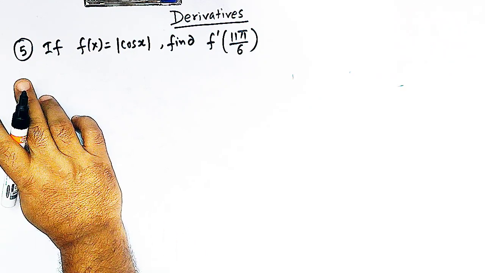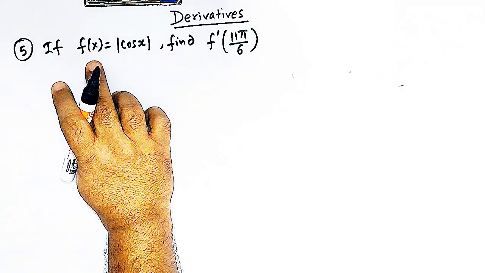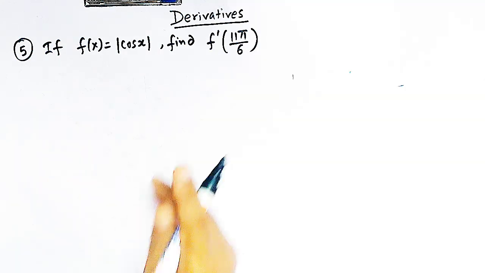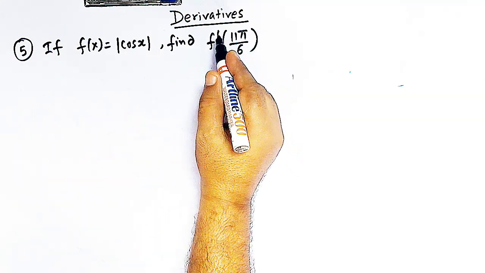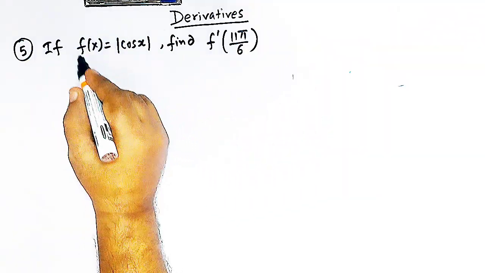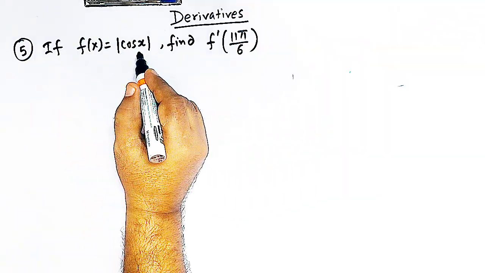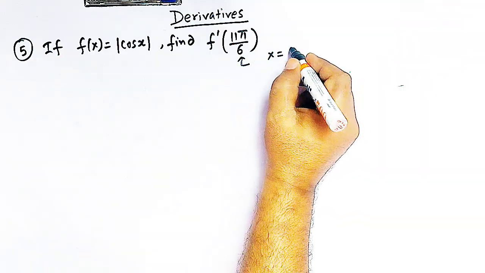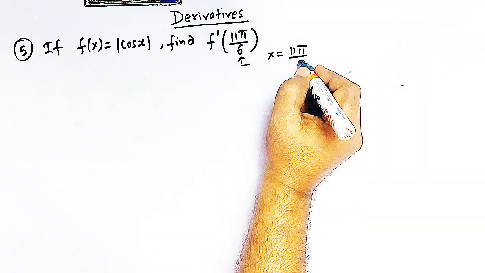So now consider this problem. Here we have the function f of x that is equal to mod of cosine x, and we have to find f prime of 11 pi by 6. So we have to find the value of the derivative of mod cos x at this point, right? So here x is 11 pi over 6.